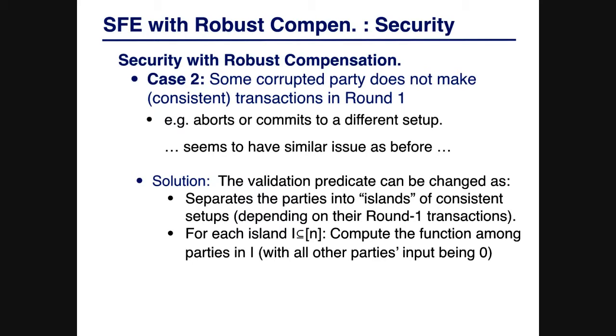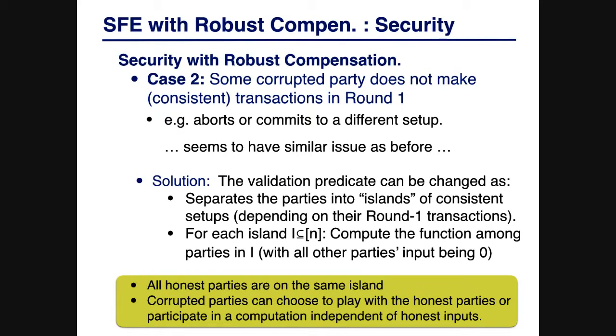Now all honest parties will post consistent transactions, so they will be on the same island. And now the validation predicate will run SFE independently on each island, right? So now the adversary has two options. Either he can go play with the cool kids, right, with the honest parties, and get the output, or he can just play with his own parties and get nothing. Because if he's on the island of the honest parties, the output will depend on his value. If he's not, the output will depend just on the values of the corrupted parties, and therefore it's fully simulatable.